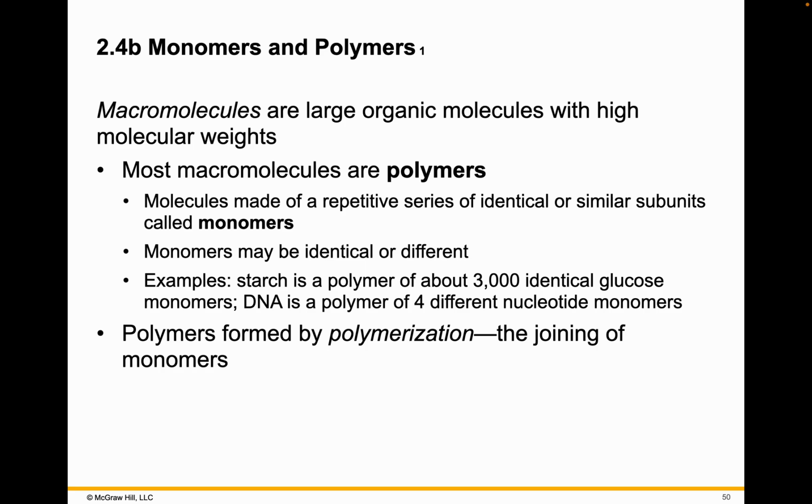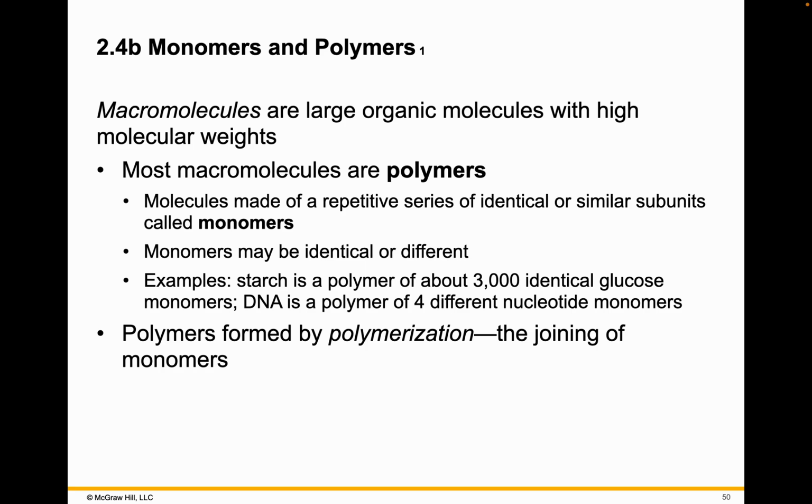And most of the macromolecules that we deal with are polymers. They are long chains of repeating subunits. We call them monomers. Monomers could be identical or they could be different. Starch is a polymer of about 3,000 identical glucose monomers, and DNA is a polymer of four different nucleotide monomers.